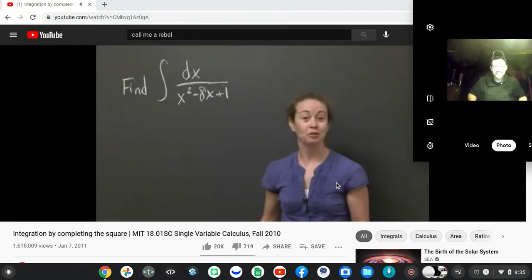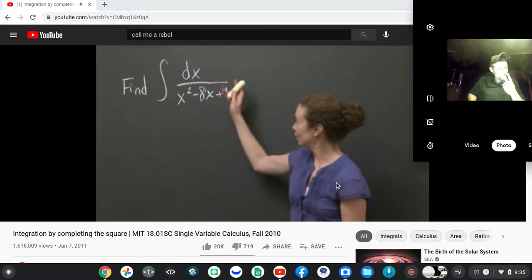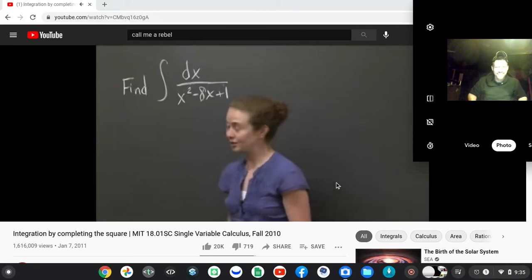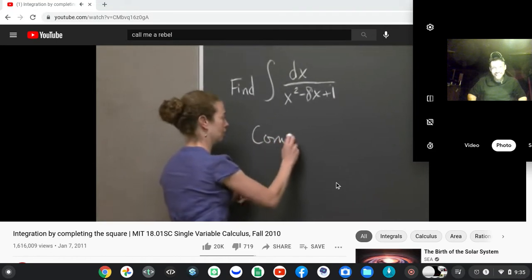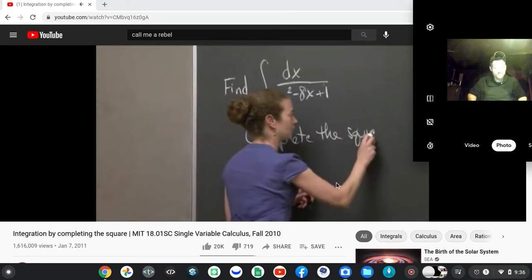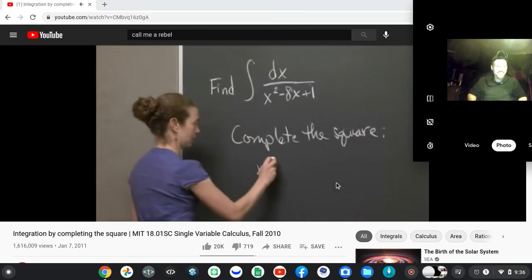And how do you know if you got the right answer? Well, you actually take a derivative of your answer and see if it gives you back 1 over x squared minus 8x plus 1. That's how you can check. So let's start off. If I want to complete the square, let's just remind ourselves how to complete the square on this quadratic.